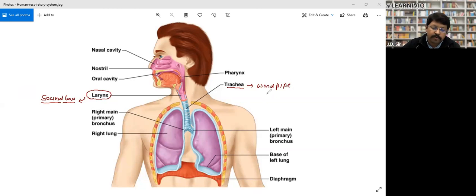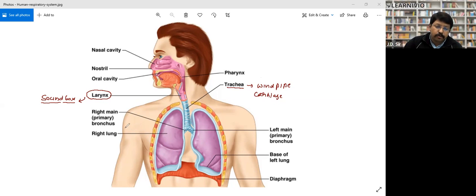The trachea is made up of cartilage, right? This is not a complete cartilage ring. It is this type of ring, which is incomplete at the back side. So the trachea is made up of incomplete cartilaginous rings. They protect the trachea from collapsing.